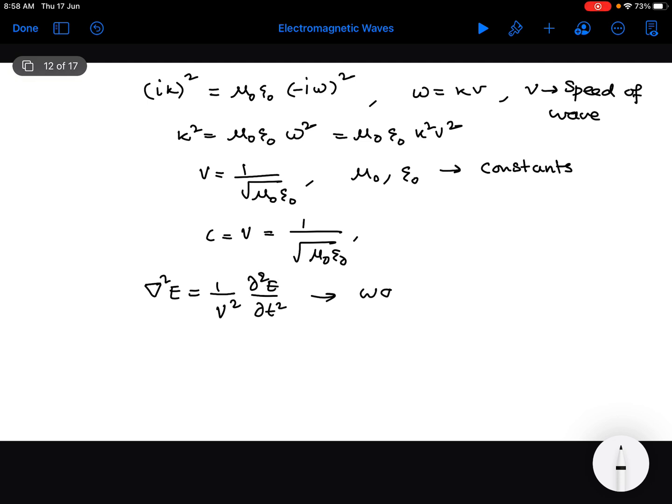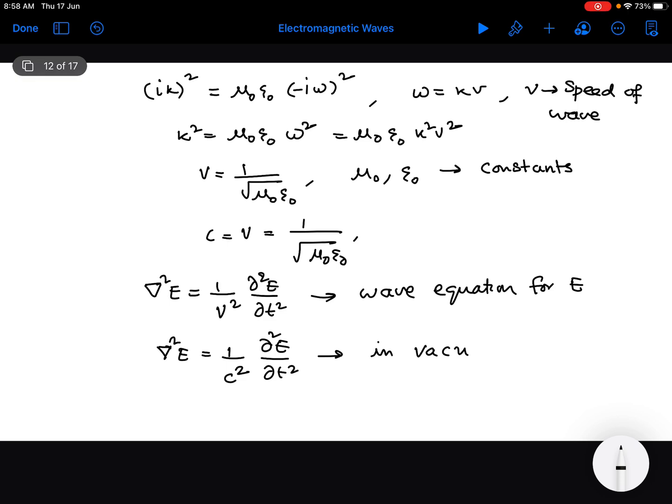This is a wave equation for E in a medium, and if it is in free space, then it would be del square E is equal to 1 by c square del square E by del t square. This is the wave equation for E in vacuum.